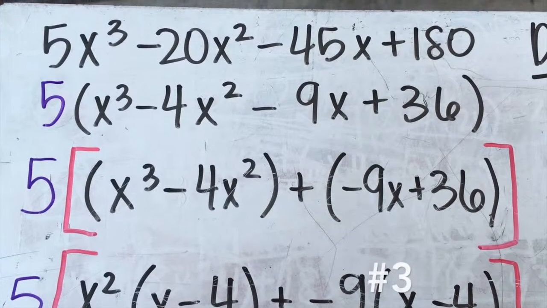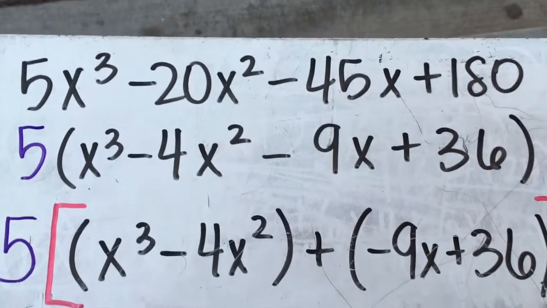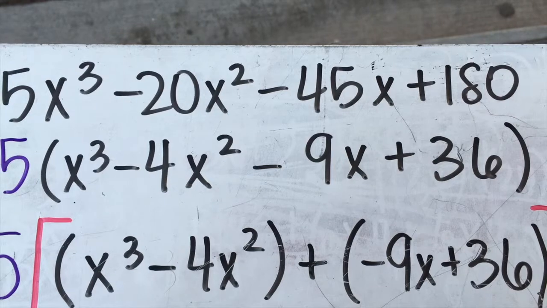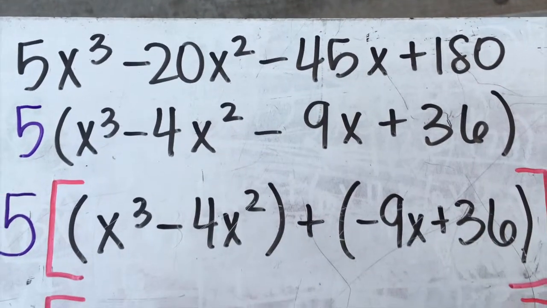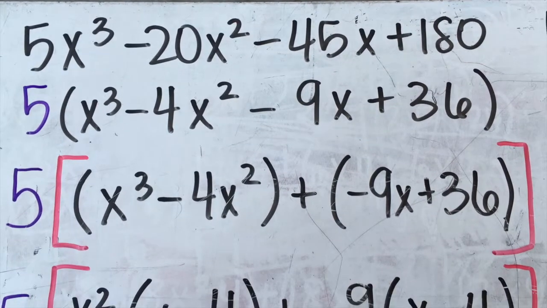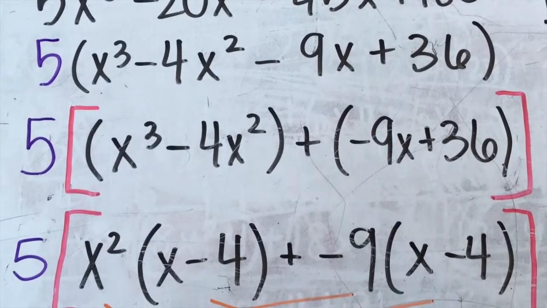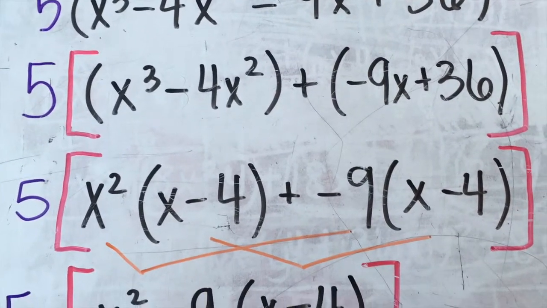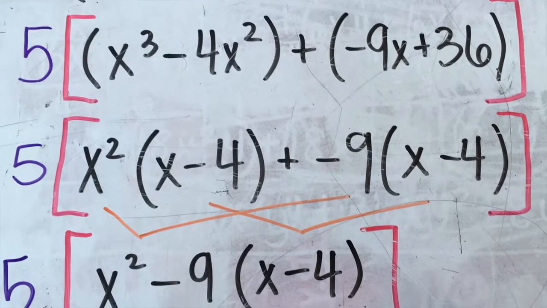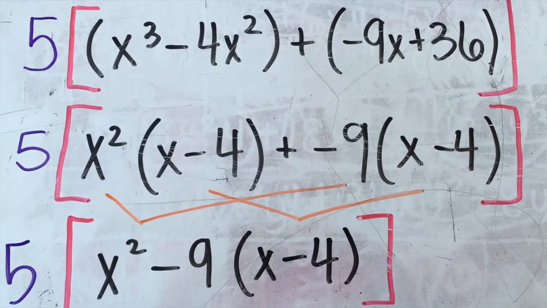You have 5x to the third minus 20x squared minus 45x plus 180. 5 gets taken out evenly by each number, so it's 5 parentheses x to the third minus 4x squared minus 9x plus 36. You make two equations, so it's 5 parentheses x to the third minus 4x squared. Then the next equation is negative 9x plus 36.